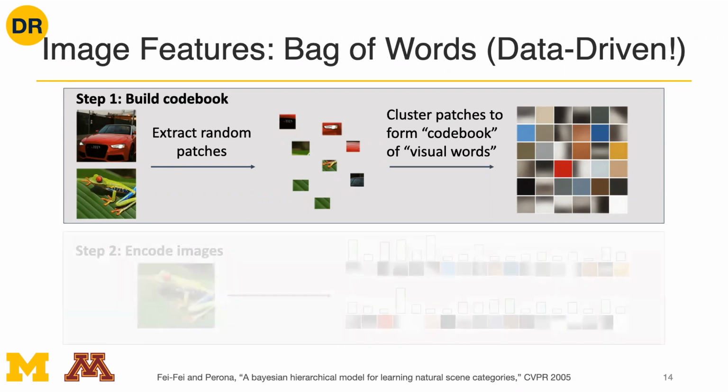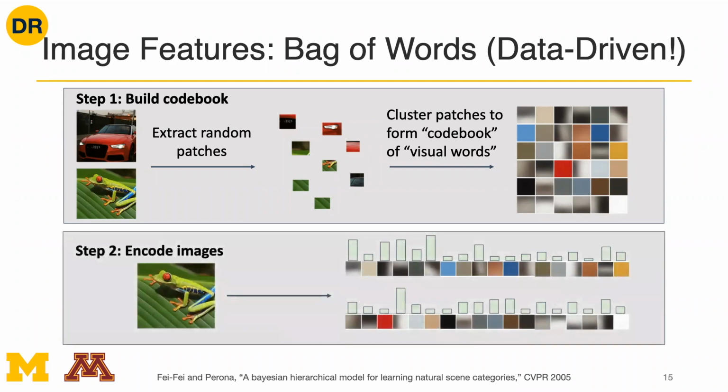Now, think about if you have an image that is coming in, you can create a histogram of how close the patches of this image are with respect to the mean clusters. That gives you a new feature of the particular image that you're talking about. So this is a different way of describing the image.